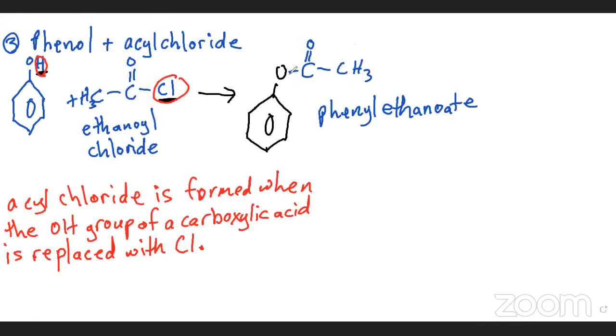All right, this compound is formed simply: you take the chlorine off of ethanoyl chloride, and you take the hydrogen off of phenol. You put the oxygen of phenol where the chlorine was. All right, that's how we got this compound.